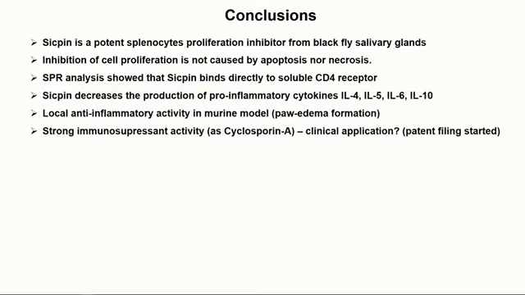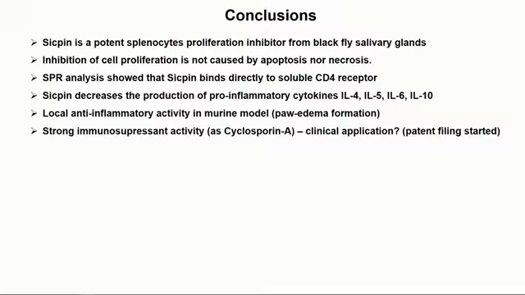So just to conclude here, Sigping is a potent splenocyte proliferation inhibitor. It inhibits proliferation by other than killing the cells. It is more like acting directly on the CD4, and that's one of the other things, a possible application to use this as a treatment for HIV invasion. And it also reduces the local inflammatory activity in vivo.